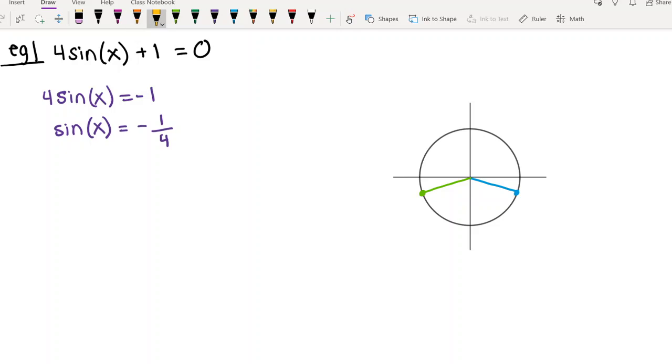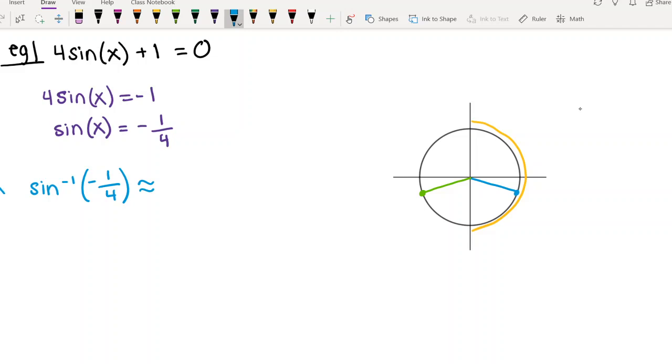So how do we find one solution? Well, we can start by doing inverse sine of -1/4. And I'm using the blue because, because of the part of the unit circle that inverse sine focuses on, I know that it's going to give me the blue angle. So if I do inverse sine of 1/4, that is equal to approximately 0.253.